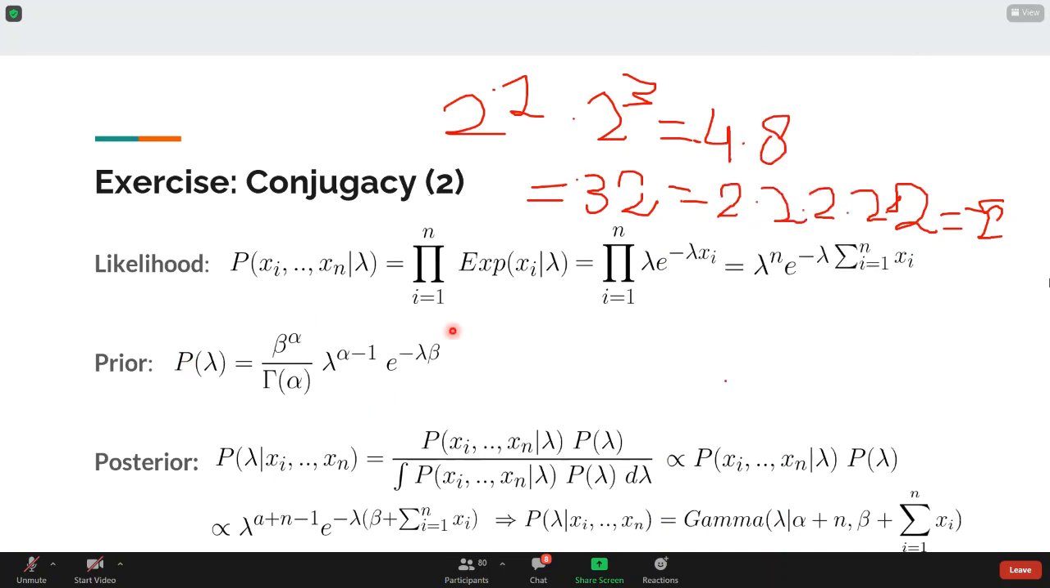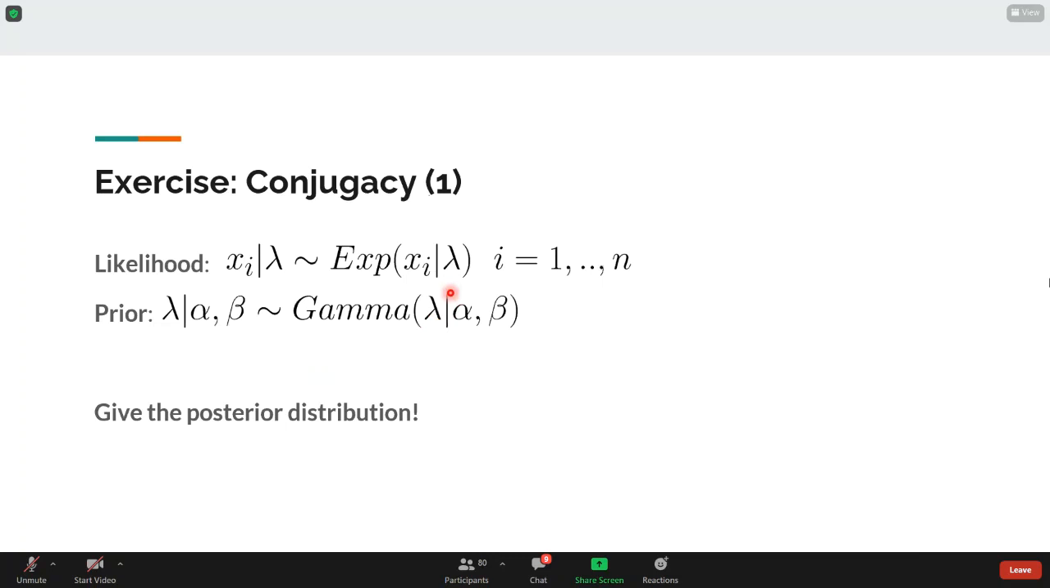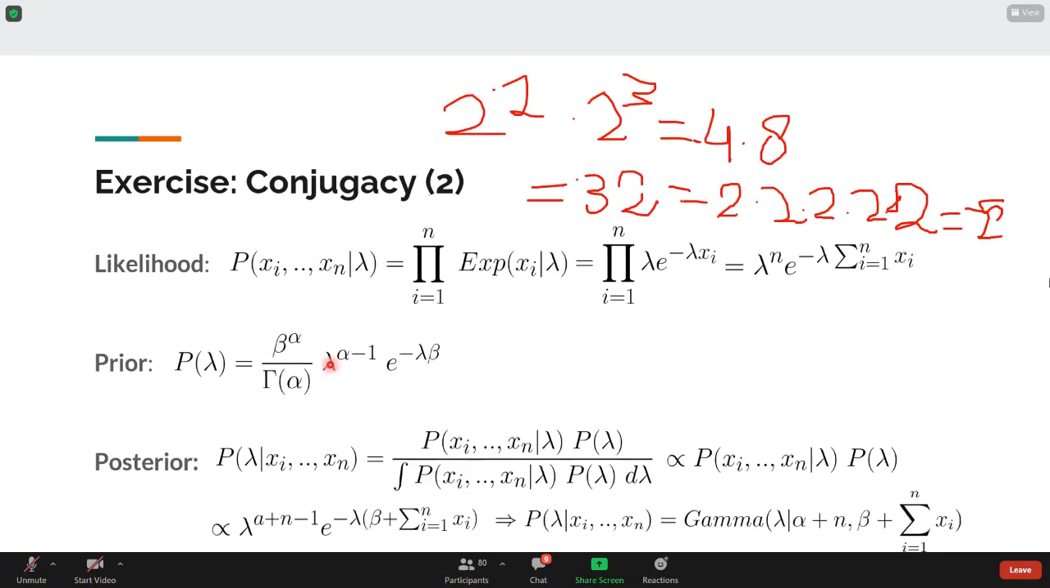Okay, so this is the prior. So given the alpha and the beta here, it says conditional alpha and beta here. We skip that, but it's the same. Oh, is the prior here the gamma? Yeah, it's the gamma distribution.